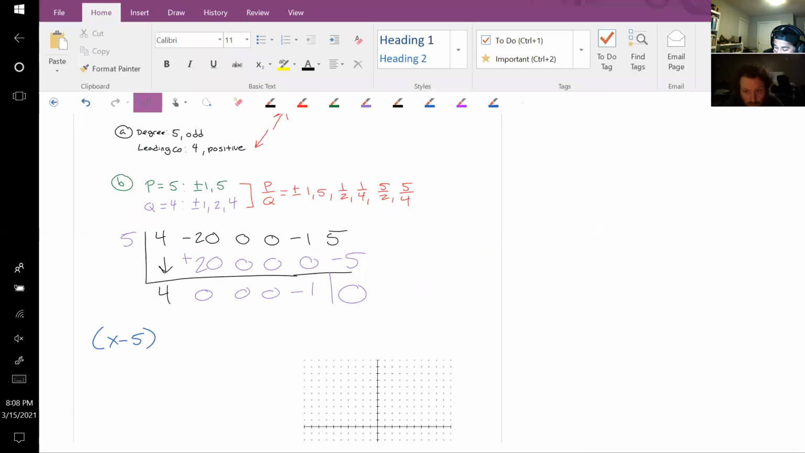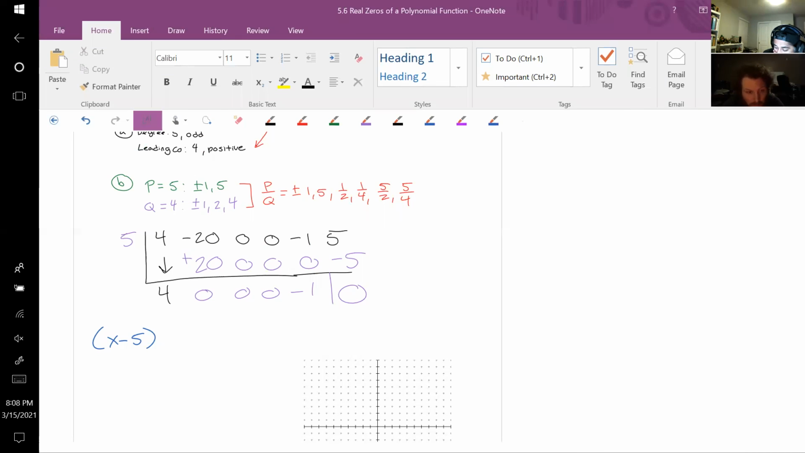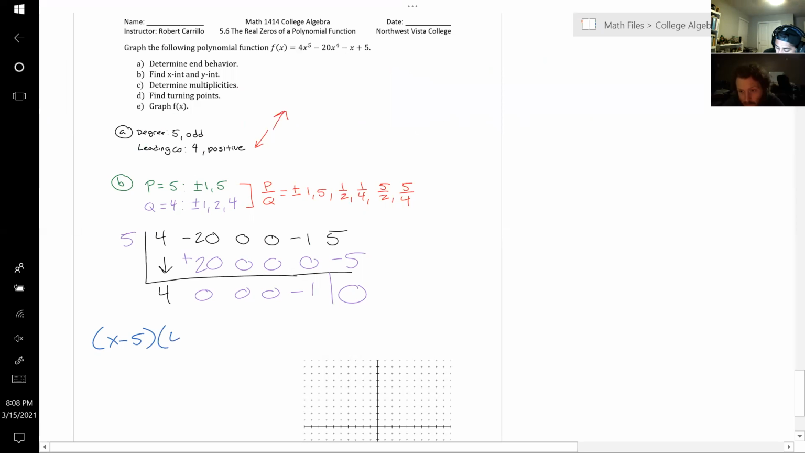4x to the fourth minus 1. Good. 4x to the fourth minus 1. Can you factor 4x to the fourth minus 1? Not really. Saying not really means we throw it back into synthetic.